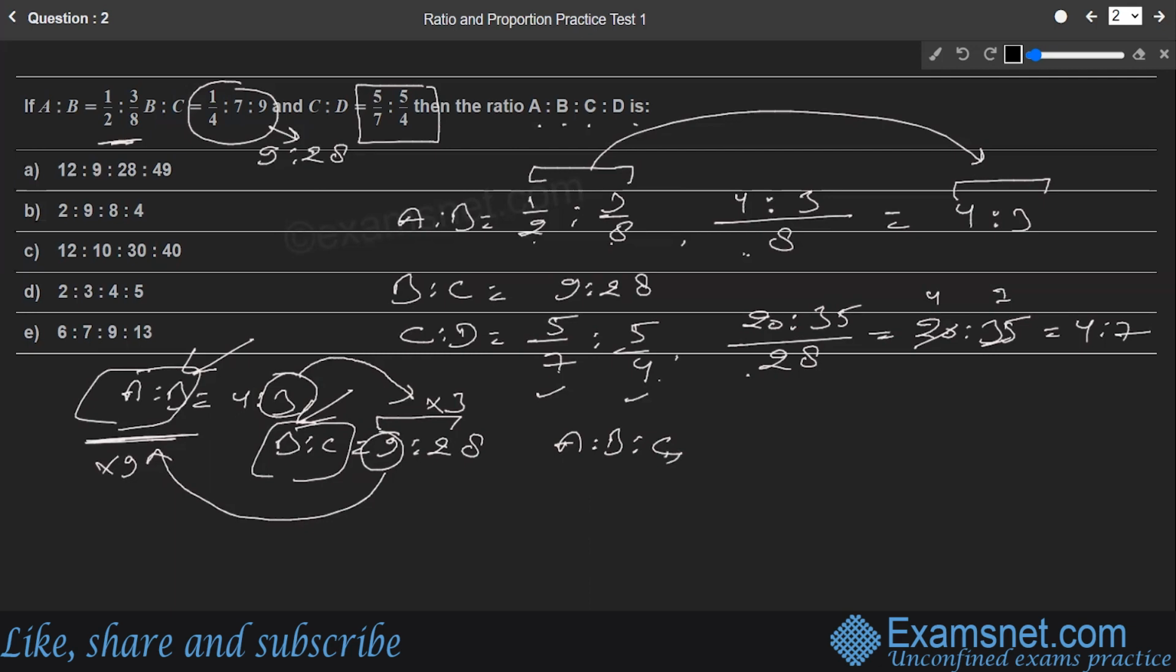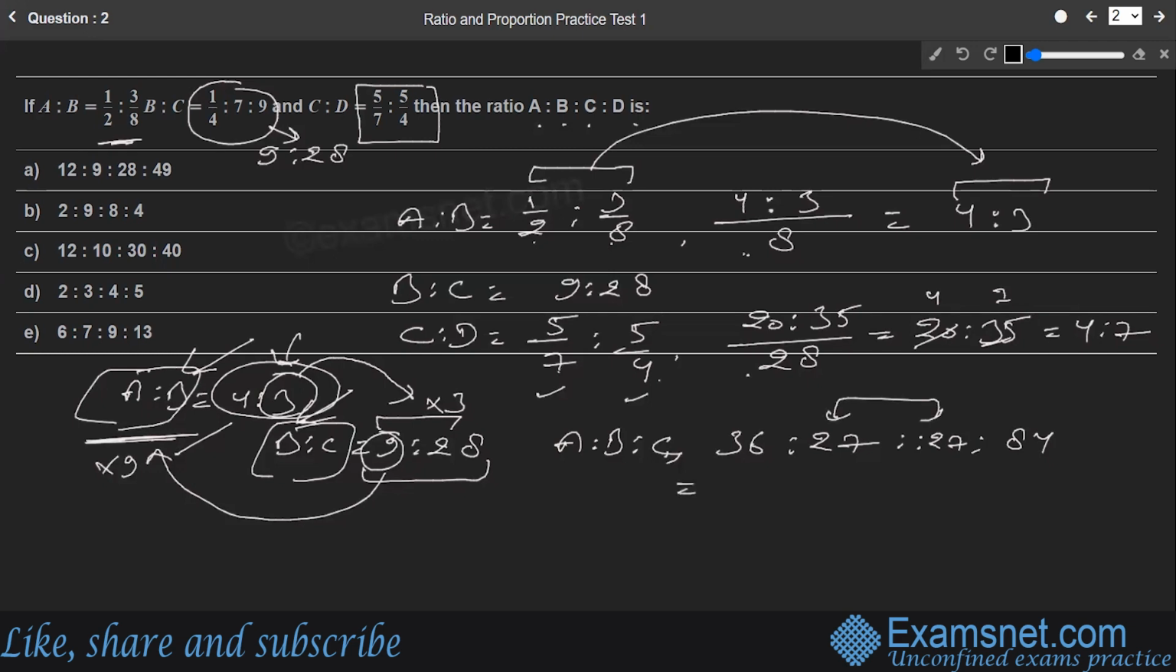If you do that, the first ratio A is to B, 4 is to 3, is to be multiplied by 9. If you multiply 4 is to 3 by 9, you make it 36 is to 27. Similarly, multiply the second ratio, 9 is to 28, by B's value in the first ratio, that was 3. So 3 times 9 makes 27, which is already there, and 28 into 3 is 84. Now we can combine this 27 and 27 together because it is the same number.